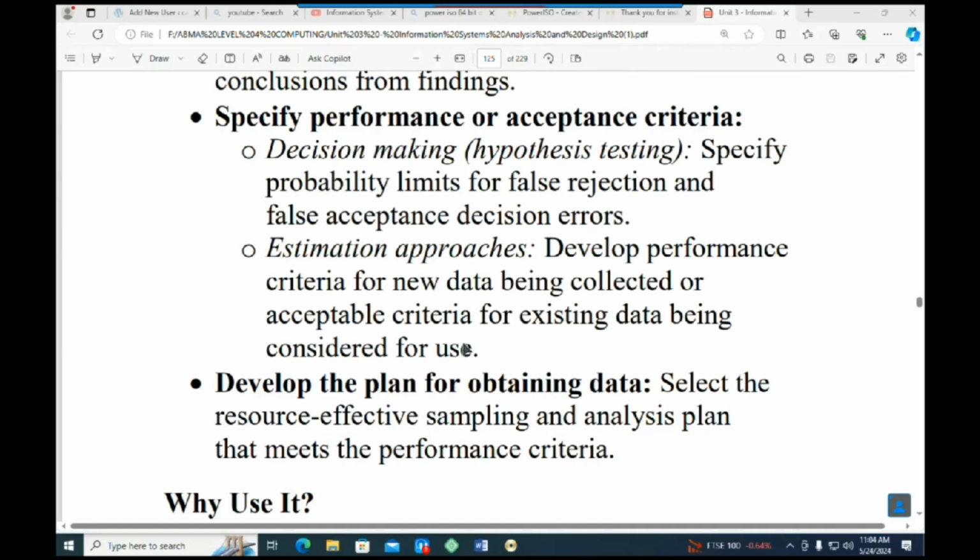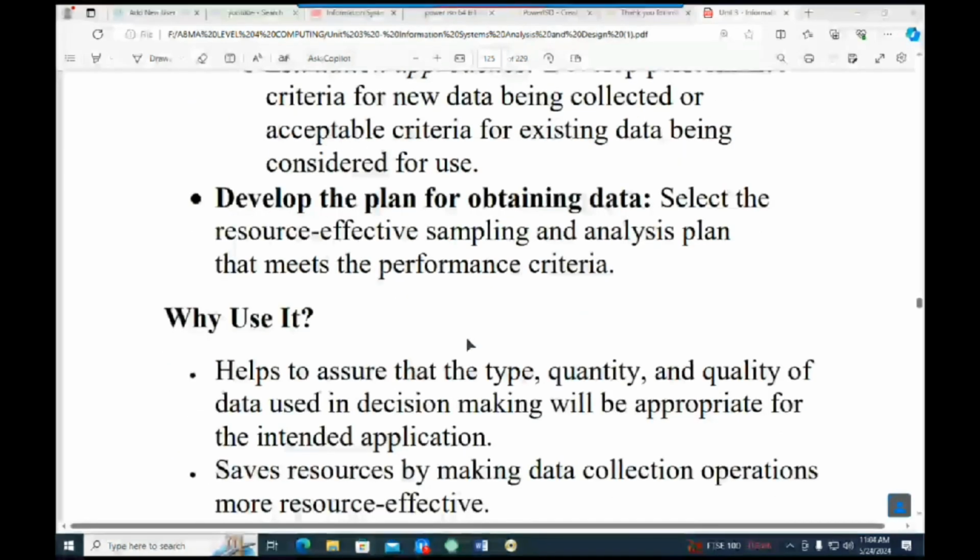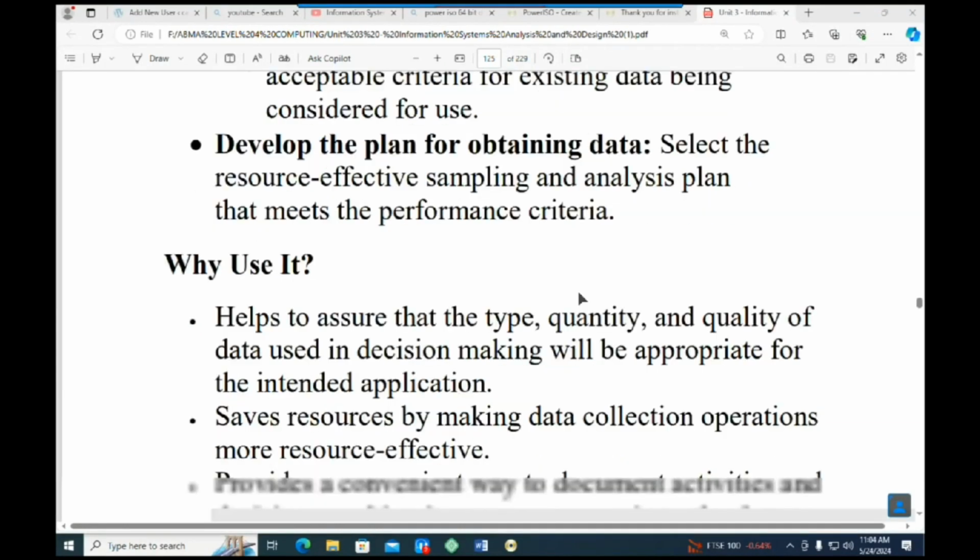Now the other stage is developing the plan for obtaining data. You need to come up with a plan, select the resources effectively, the sampling, and the analysis plan that is going to meet the performance criteria that you will have created there.